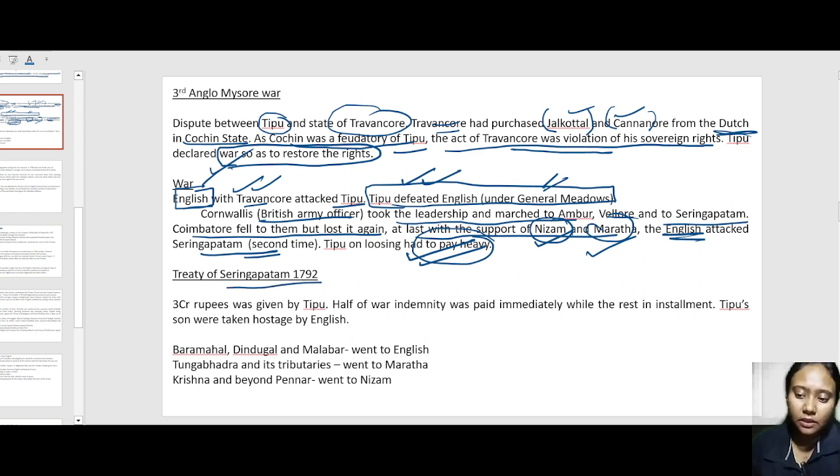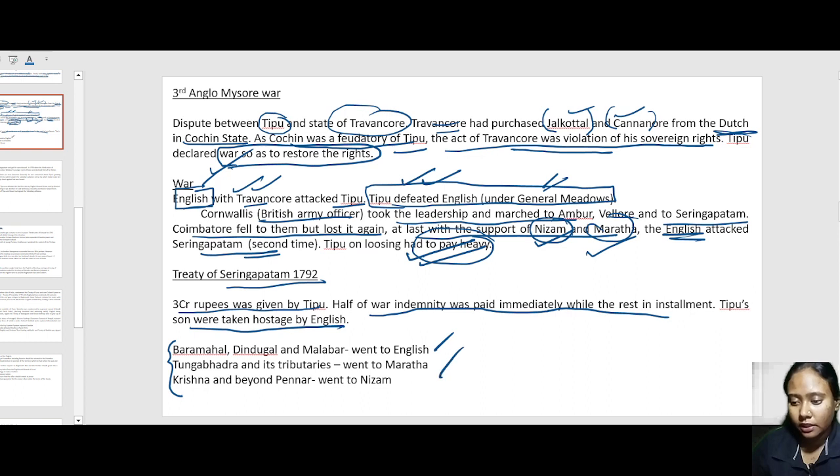The Treaty of Seringapatam was signed in 1792. 3 crore rupees was given by Tipu. Half of the war indemnity was paid immediately, and the rest in installments. War indemnity, as I said in the last class also, is the compensation for the war losses or the bloodshed. Tipu's son was taken hostage by the English.